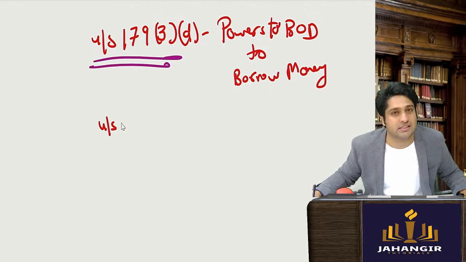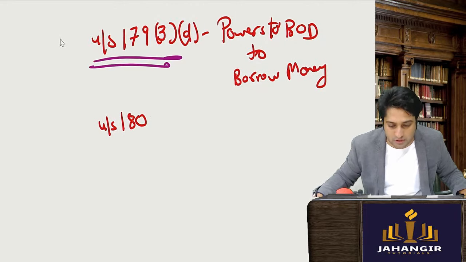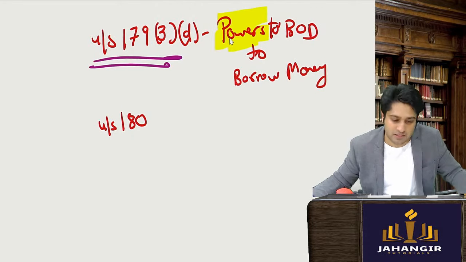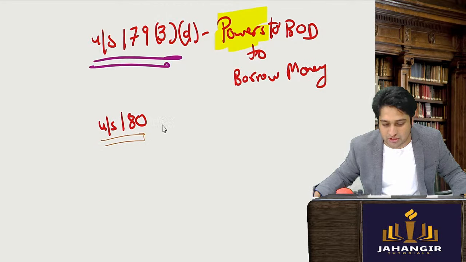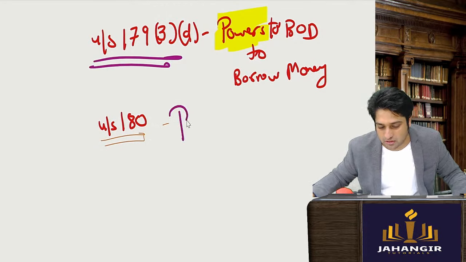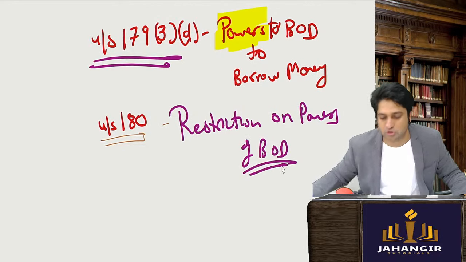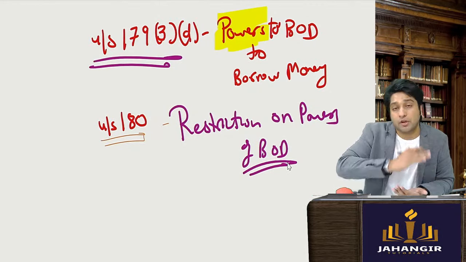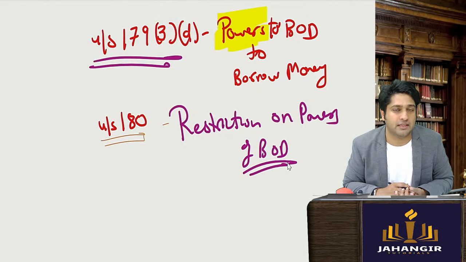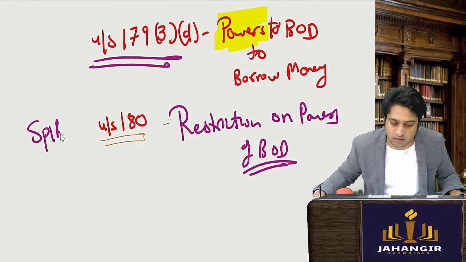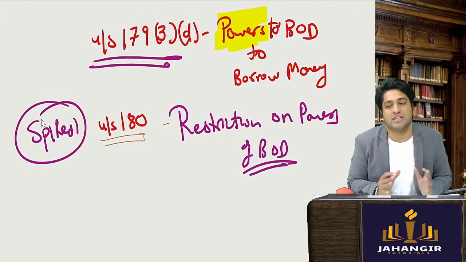So the answer is given under section 180. So here they give you the powers. Company law gives the board of directors the powers. By the very next section, they create a restriction on the powers of the board of directors. So they have put a limit. Beyond that limit, if you want to borrow money, you need to mandatorily take a special resolution of the shareholders. Concept clear?